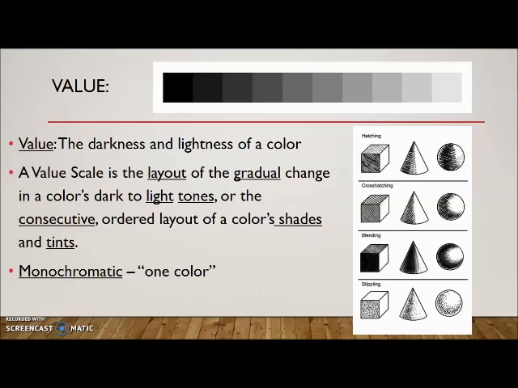So first, let's talk about what is value. It is the darkness and lightness of a color. A value scale, like the example right here in this image, is the layout of the gradual change of a color's dark to light tones, or the consecutive ordered layout, like from dark to light, of a color's shades and tints. The shades are the darker areas and the tints are the lighter areas. Monochromatic means one color.